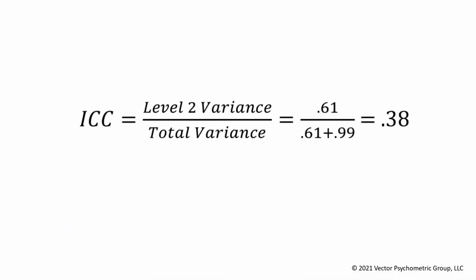Another way to investigate the level of dependency in our data is calculating the intraclass correlation, or ICC. Recall that the ICC is just the level 2 variance divided by the total variance. So in this case, we get 0.61 divided by the sum of 0.61 and 0.99. This means the ICC is 0.38, or about 38% of the variance in job satisfaction scores is due to between team differences. Another way to think about it is, within team, employees are correlated 0.38.